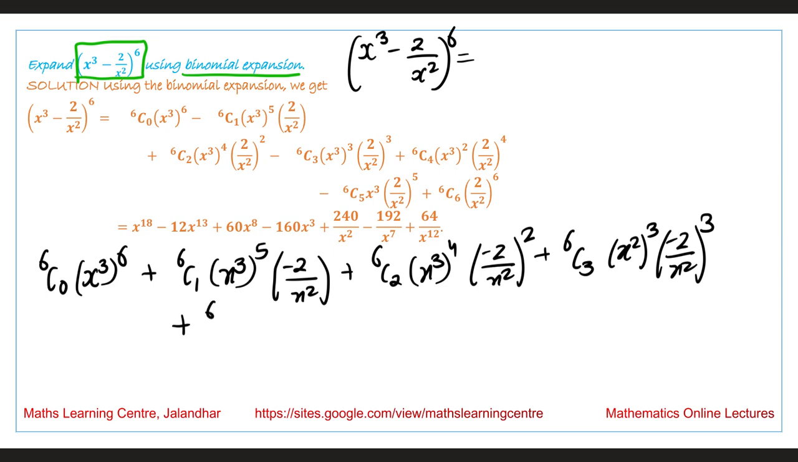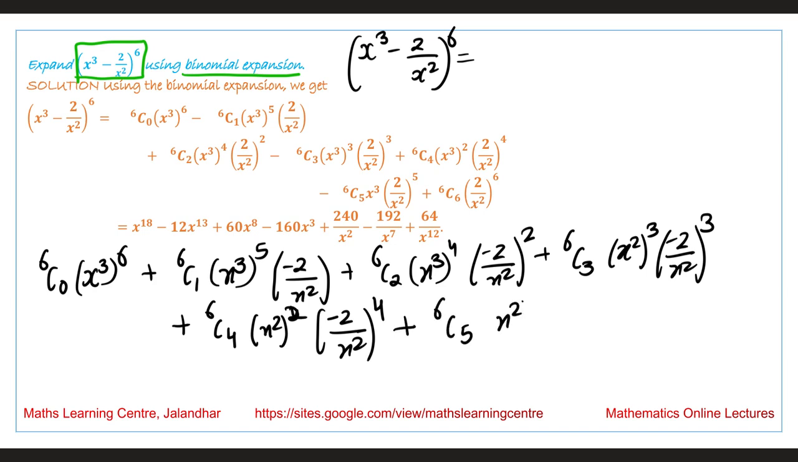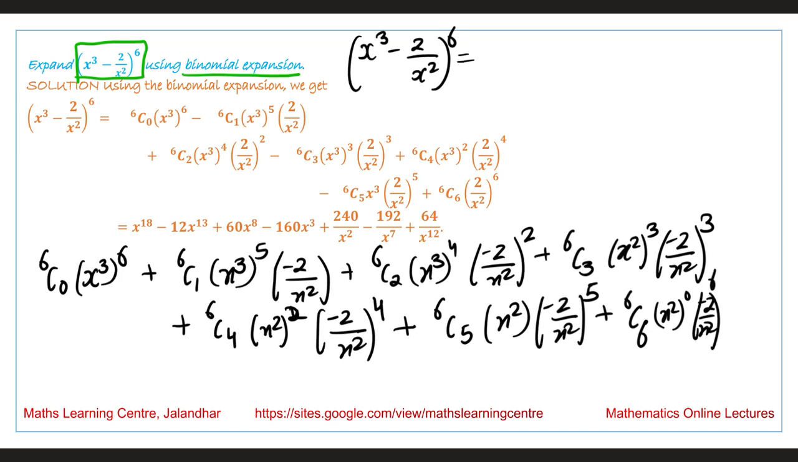Next is plus 6c4 (x^3)^2 times (-2/x^2)^4. Next is plus 6c5 (x^3)^1 (-2/x^2)^5. And last we have plus 6c6 (x^3)^0 and (-2/x^2)^6. Now when we simplify these terms, we will obtain the answer.